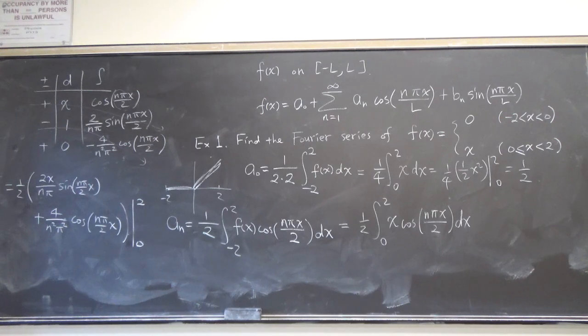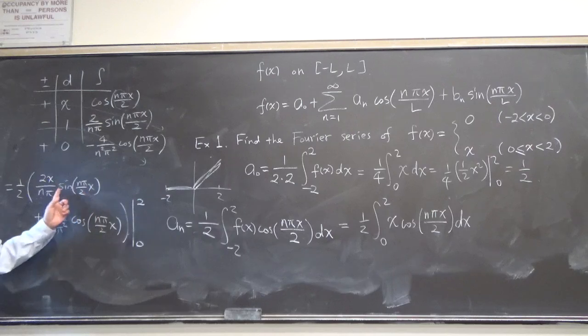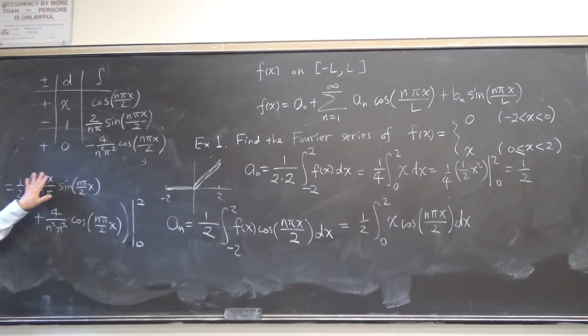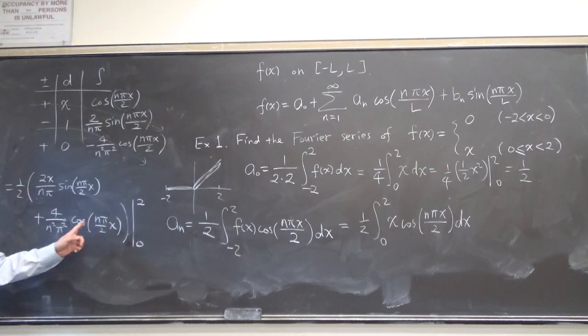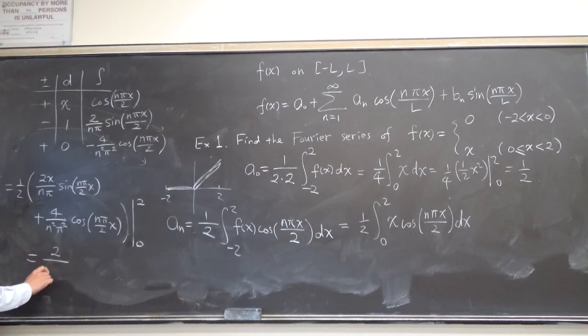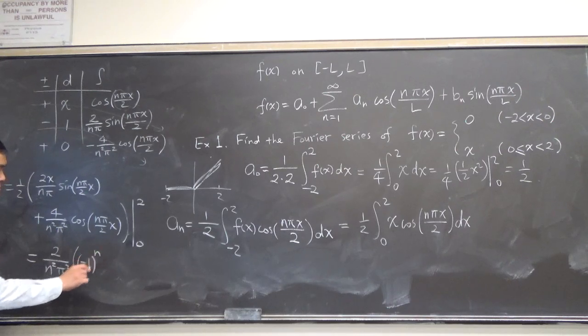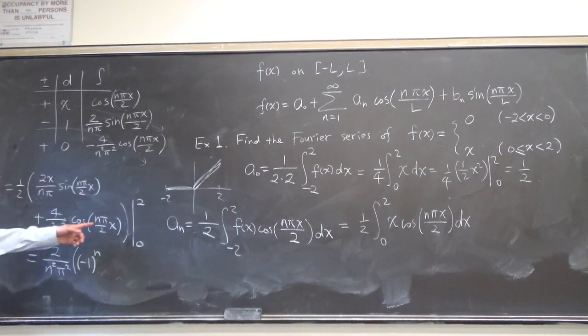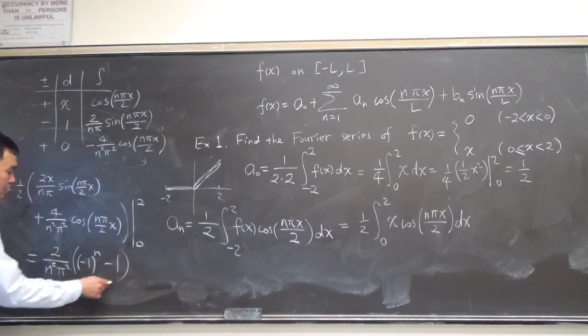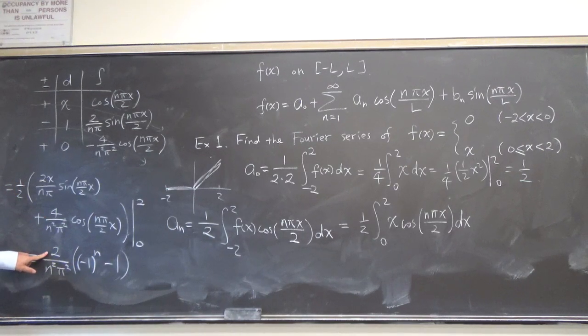Once again, when you plug in 2, you get sine n pi, which is 0. When you plug in 0, sine of 0 is 0 as well, so this doesn't create anything. When you plug in 2 here, you get cosine n pi, which is negative 1 to the nth power, right? And then when you plug in 0, you get cosine 0, which is 1. And because 1/2 times 4 is just 2, that's what you get as the coefficient. So that's your An.